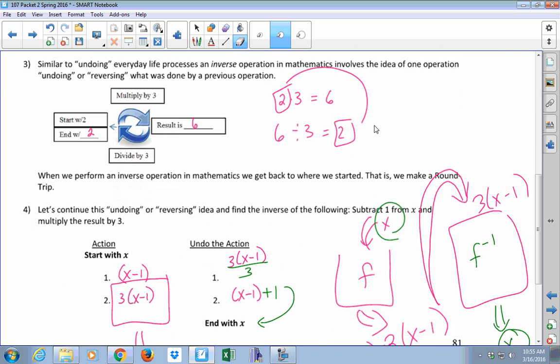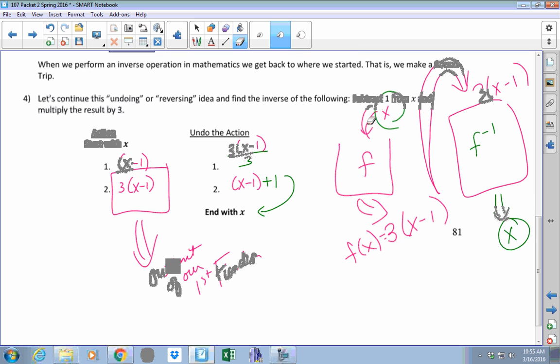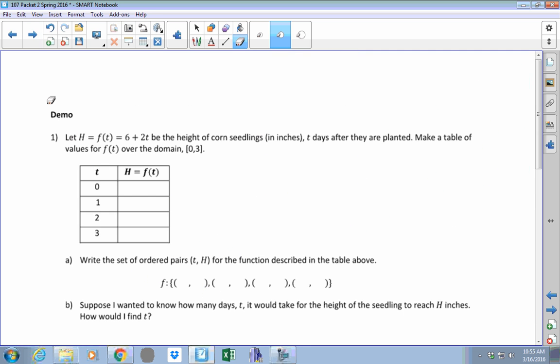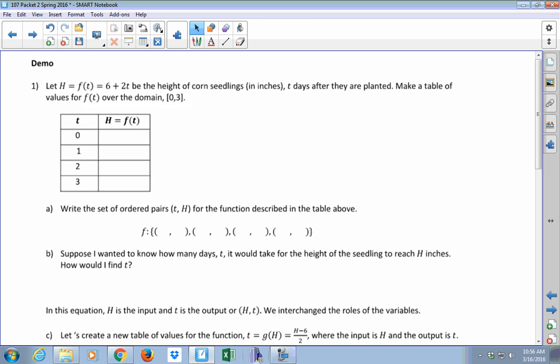Any other questions on these 4 problems before we move along? Okay, so let's take a look at a bit of an application to start to get this idea coming through. So here we have a function, we're going to call it h. H is going to represent the height of a corn seedling over time. The time is measured in days after the seedling's been planted, and we're restricting the domain. The domain is now starting with 0 and ending with 3 days.